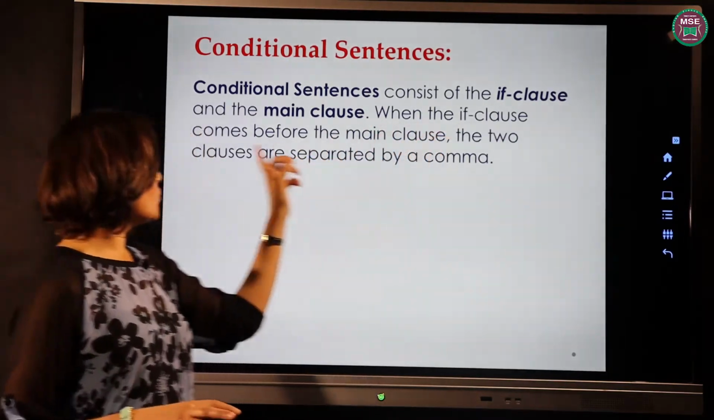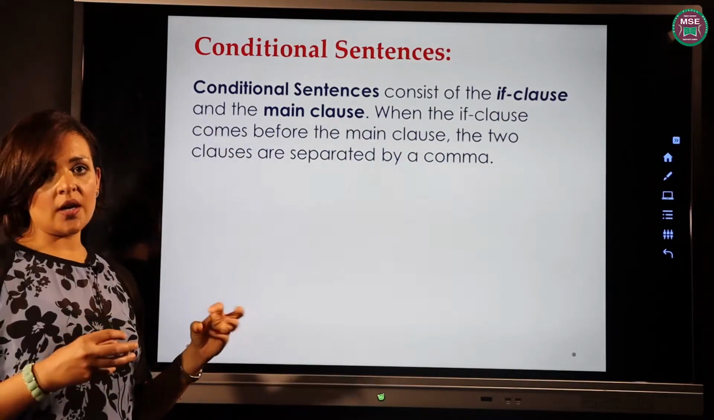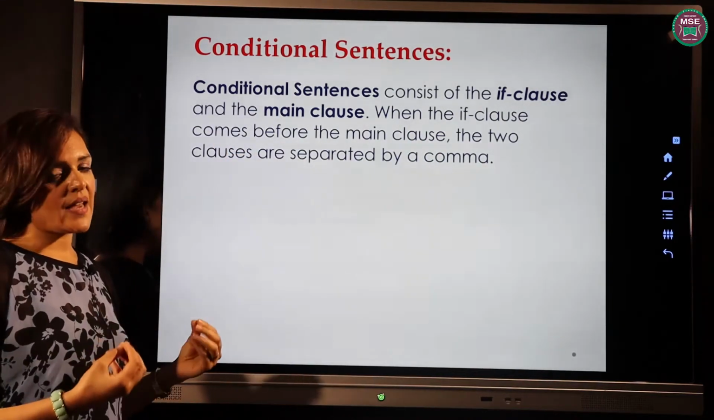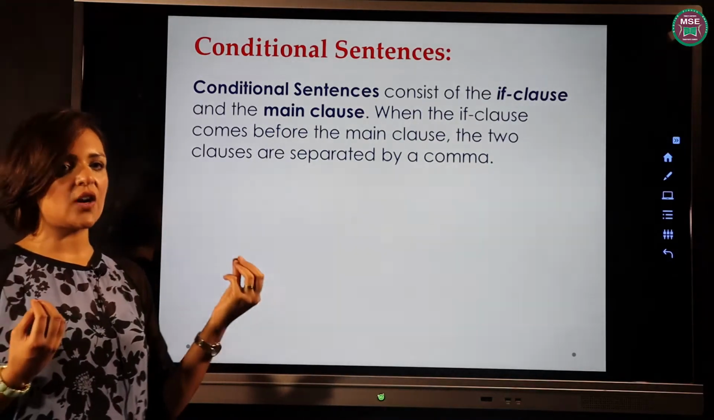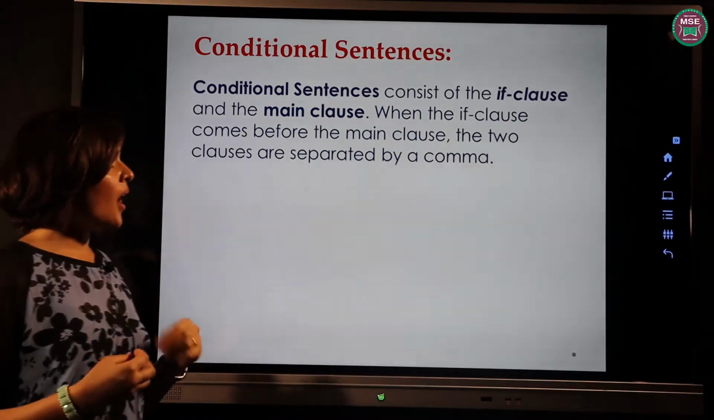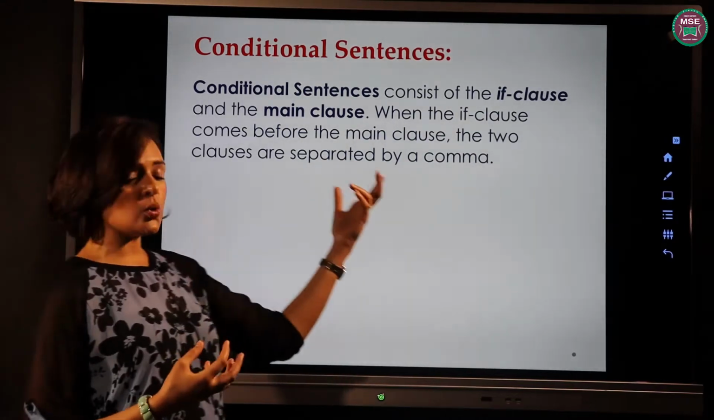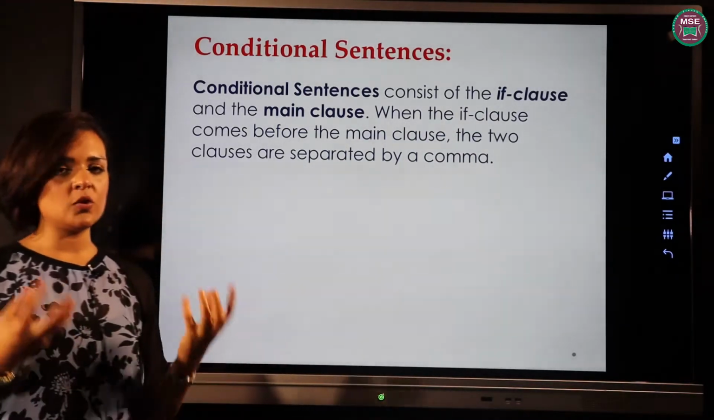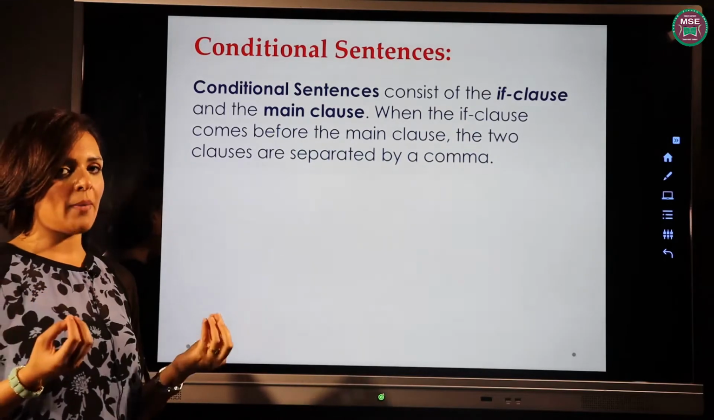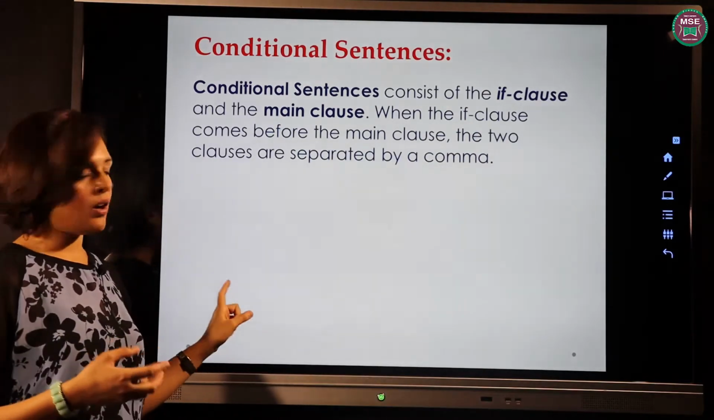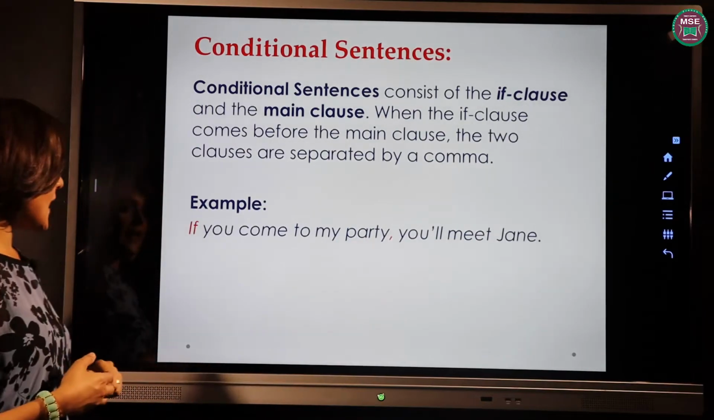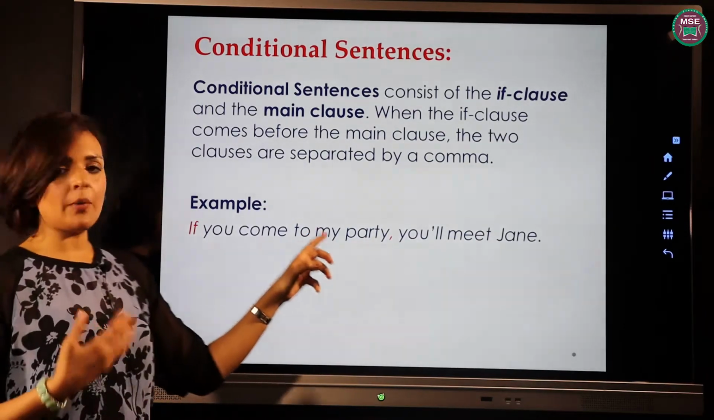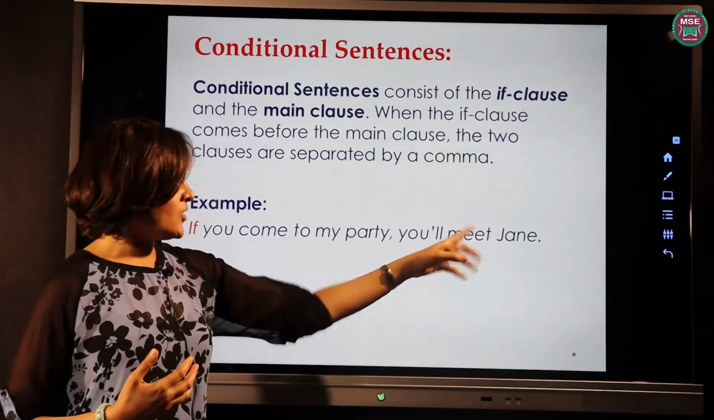When the if clause comes at the beginning, when the sentence starts with it, I have to separate the two sentences using a comma. But when I start with the main clause, I will not put a comma in the middle between the two sentences. Let's see what is the meaning of that. Here we have an example. It says, if you come to my party, you will meet Jane.